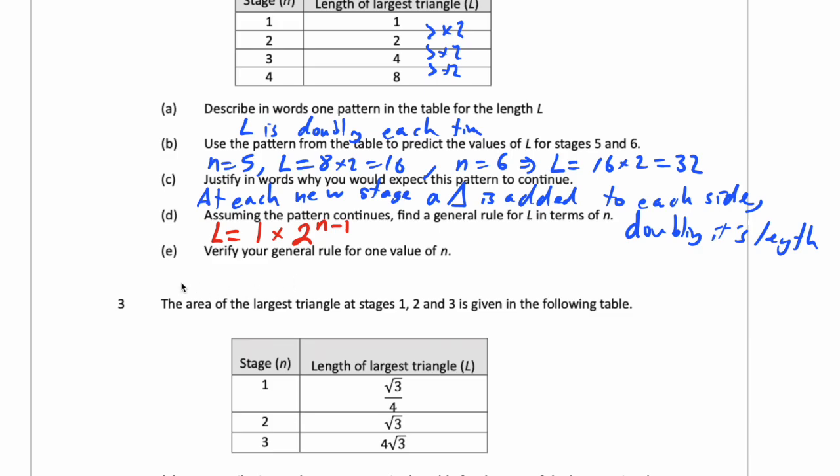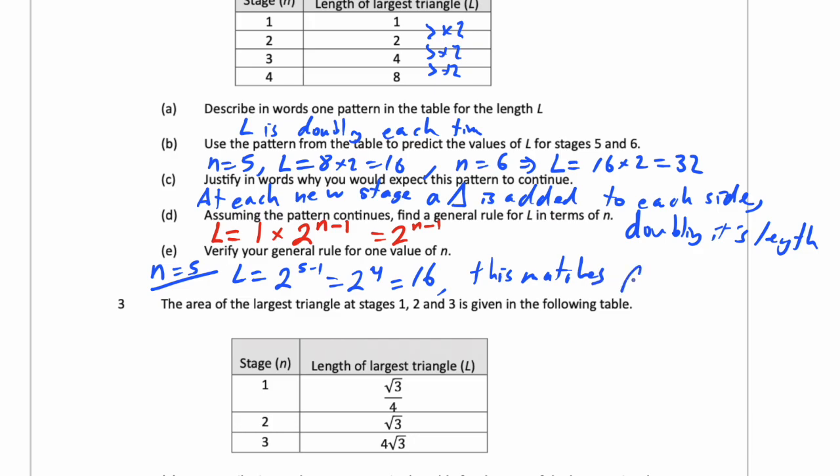Now verify means we're going to do it for 5 or 6. So let's do n equals 5. L equals, by the way, we don't need the 1 because it's just 1. L equals 2 to the power of 5 minus 1, which equals 2 to the power of 4, which is indeed 16. This matches, I guess you could say, part B. So the rule is correct.